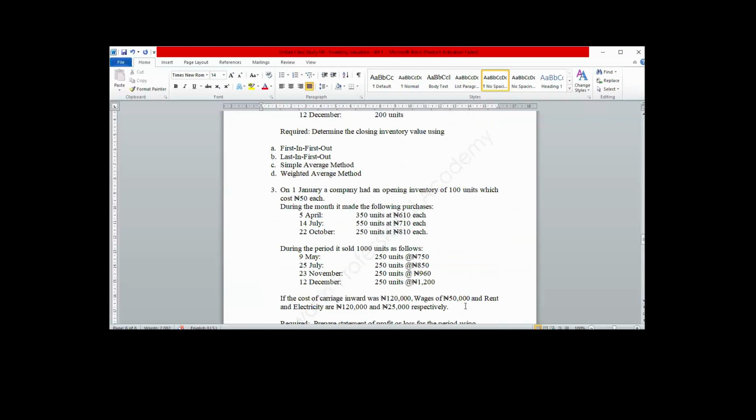Now let's look at question number 3. On 1st of January, a company had an opening inventory of 100 units, which cost 15 naira. That should be an error here. It should be 500, not 15 naira. It's 500 naira each. During the month, it makes the following purchases. April 5, we have 350 units at 610 naira each.